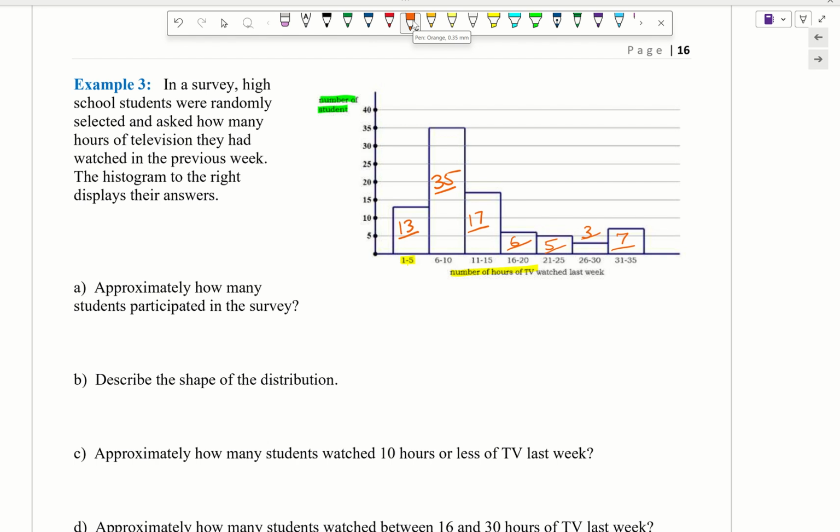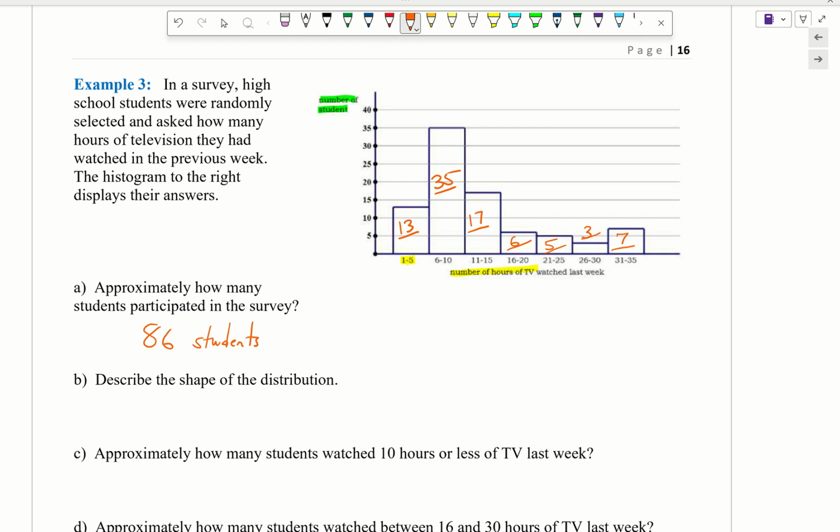For part A, approximately how many students participated in the survey? So the way we're going to answer that is simply add up the height of each bar. And when we do that, we should end up getting 86. So we've got 86 students represented in this survey.